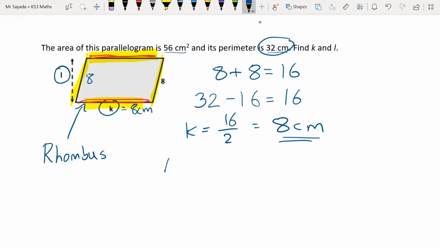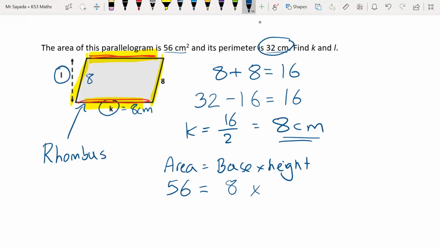So you should have remembered that the area of a parallelogram is the base of the parallelogram times the height. The area of this parallelogram is what? Say your answer to the video. The area of this parallelogram is 56. What's the base of this parallelogram that we just worked out? Say your answer to the video. Base of this parallelogram is 8. The height we don't know, so I'm just going to write L.